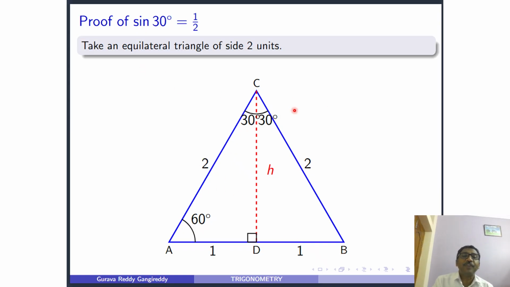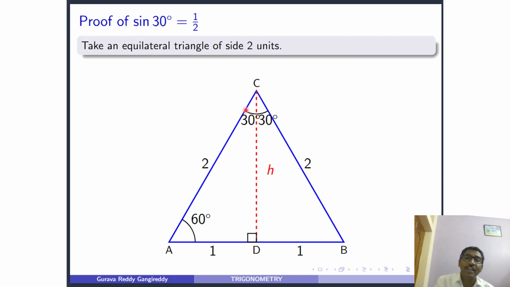Here we wanted to prove sin 30 degrees is equal to half. So taken here, this is the angle bisector, that is 30 degrees. Here this angle bisector is also the median. So this angle bisector or median passes through the midpoint of the other side, so it will divide it. This is 1 unit and this is 1 unit.